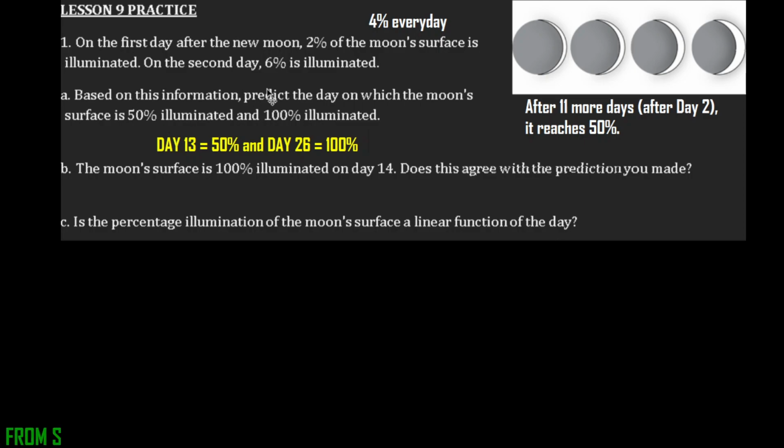Then it says the moon's surface is 100% illuminated on day 14. Does this agree with the prediction made? We're going to say no for that one. We're going to be off by almost 12 days.